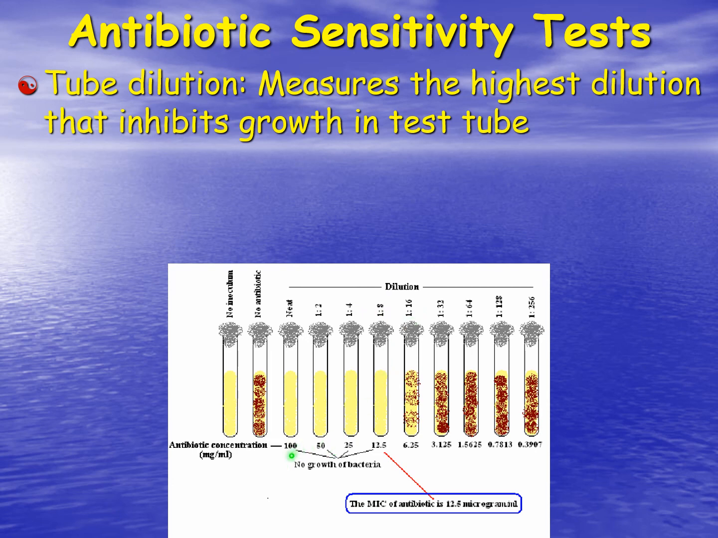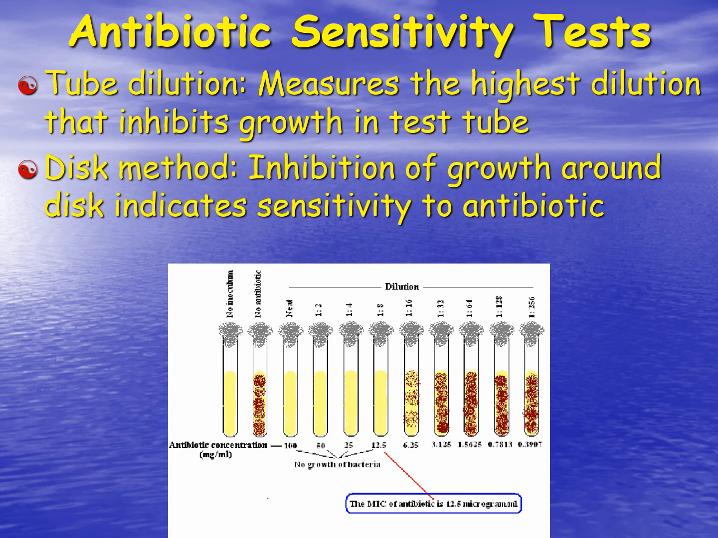We'll see no growth at 100 milligrams per milliliter, 50, 25 no growth, and at 12.5 no growth. But at 6.25 milligrams per milliliter, we actually begin to see growth of the microorganism. So we say that the minimum inhibitory concentration, or MIC, of this antibiotic is 12.5 milligrams per milliliter. We can do mathematics on that and actually figure out then the dosage, which would be milligrams per kilogram body weight.